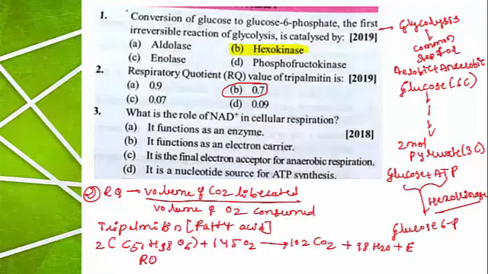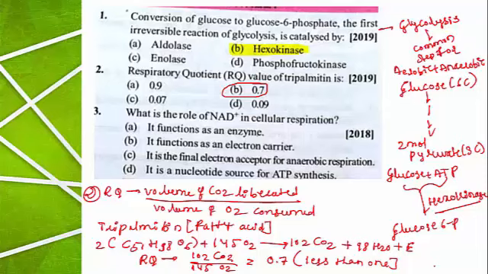What is the definition of RQ? Volume of CO2 liberated by volume of O2. The number of CO2 molecules liberated is 102, and the total number of oxygen molecules consumed is 145, and this value becomes 0.7. It is less than 1. For protein and fat, the RQ value is less than 1, and tripalmitin is specifically a fatty acid molecule.